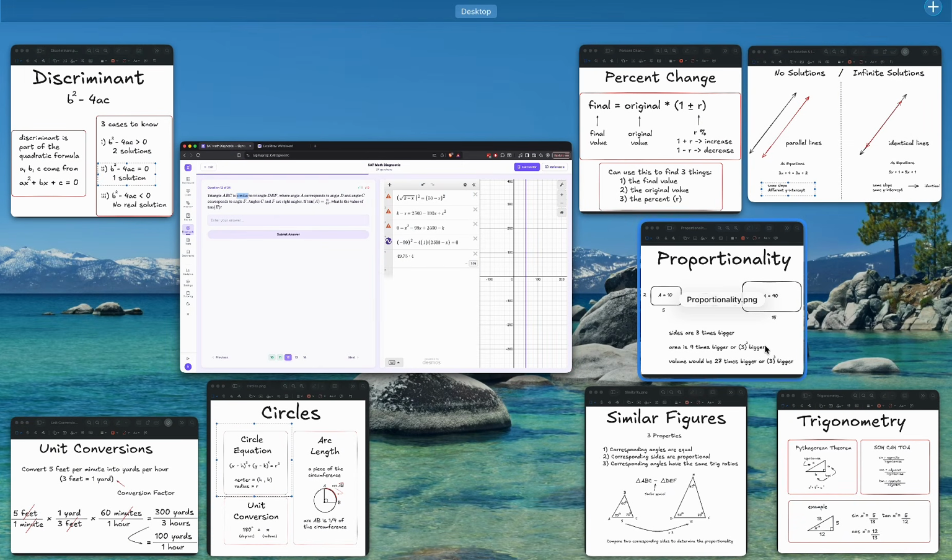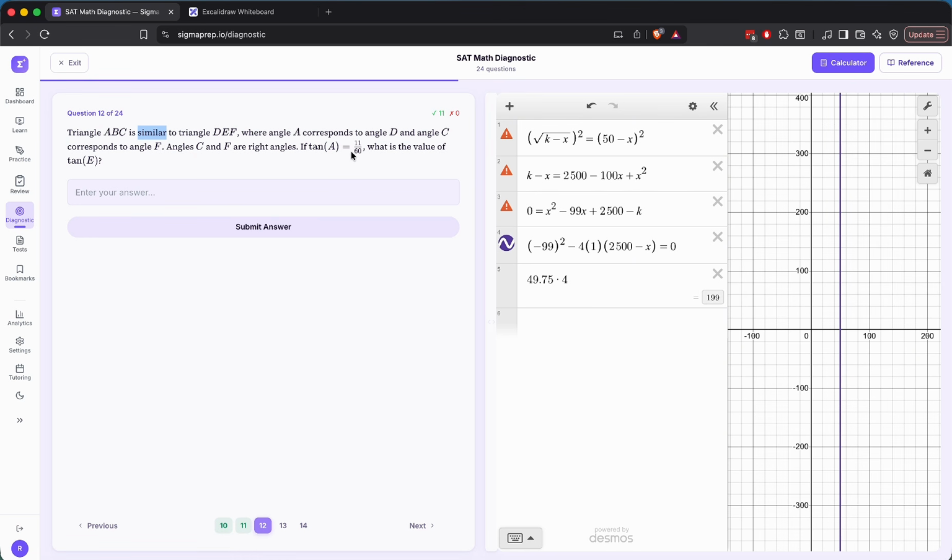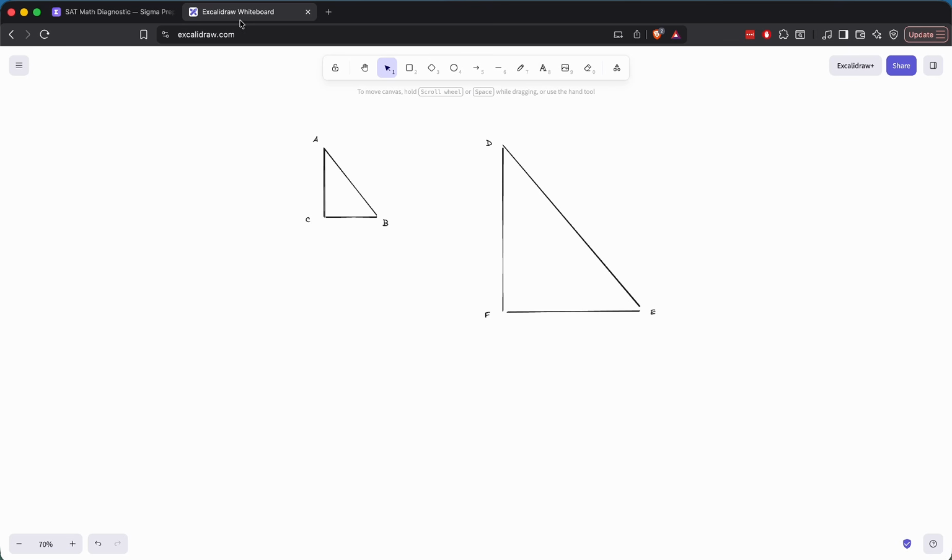Here's the thing about similarity you want to know, right? 3 properties. The first 2 don't really matter for this question, actually. Corresponding angles are equal, corresponding sides are proportional. Here's the really useful one, in like a hard problem. Corresponding angles have the same trig ratios as well, right? So when they tell you tan A is 11 over 60, it's the same as telling you tan D is 11 over 60, right?